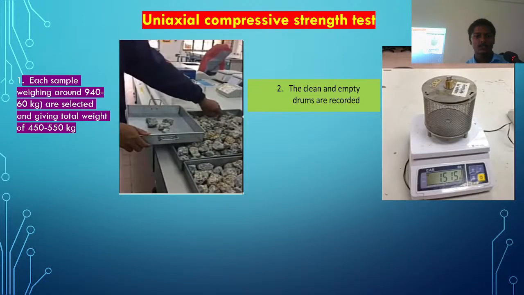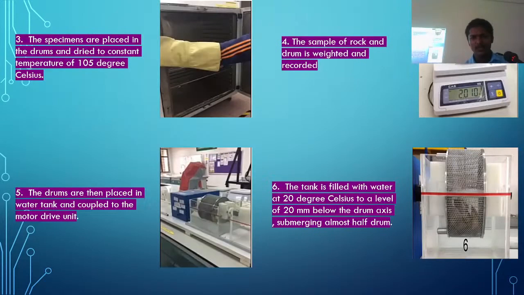Uniaxial compressive strength test. Normally on the site we cannot do this, but in the lab we can. In this, we simply collect some rocks weighing 450 to 550 kg. Then we take clean and empty drums and record their measurements. Then we place the specimen in the oven and dry it so that all the moisture can be dried.